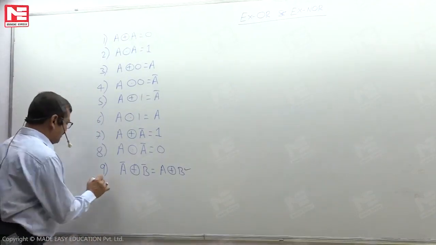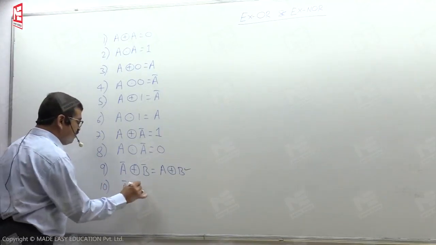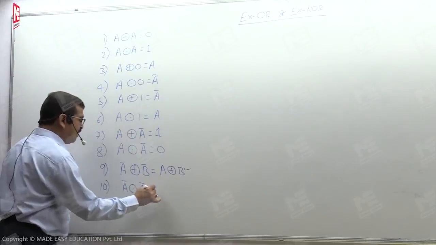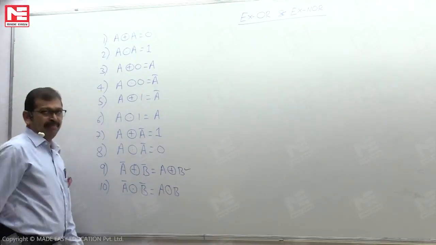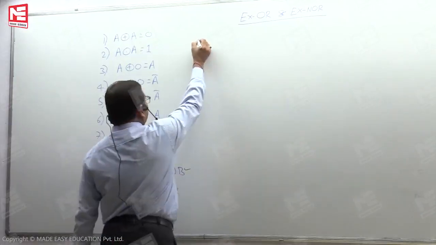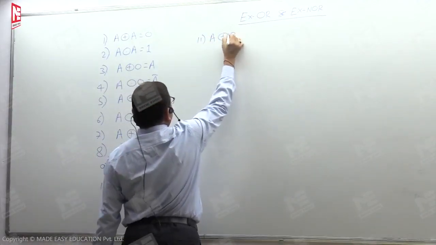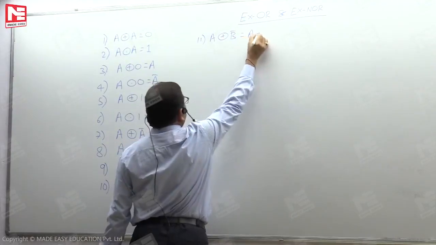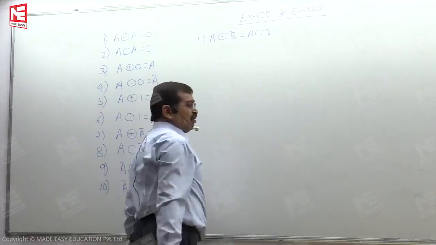The similar one you can read on exclusive NOR. A complement exclusive NOR B complement must be equal to A XNOR B. A exclusive OR B complement, you can guess easily because we already covered this. It is equal to A XNOR B.